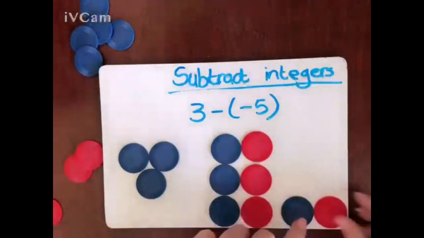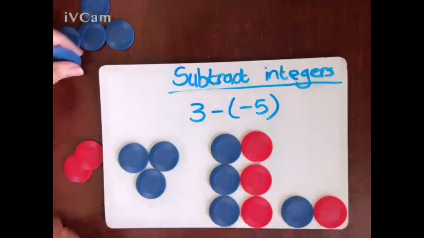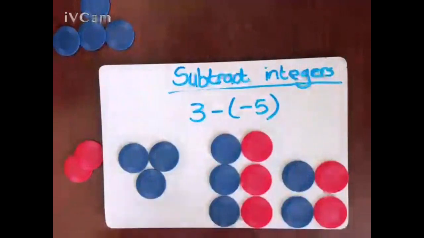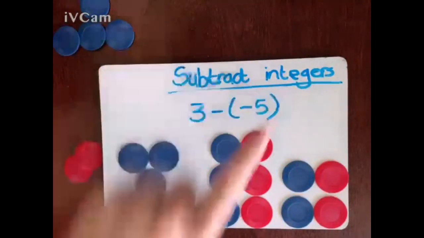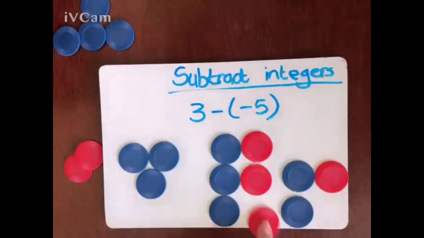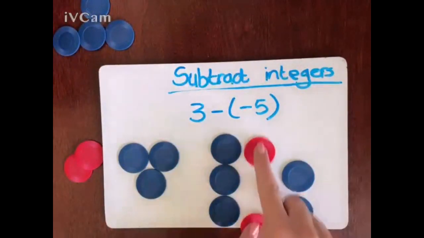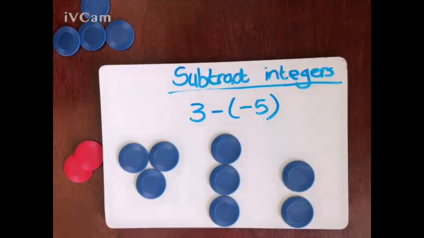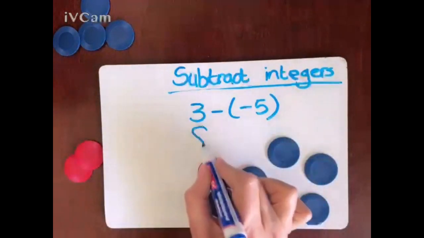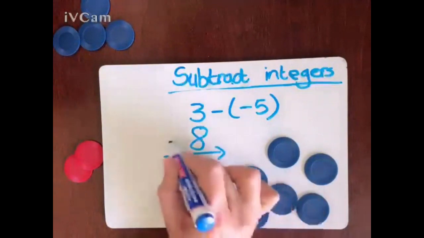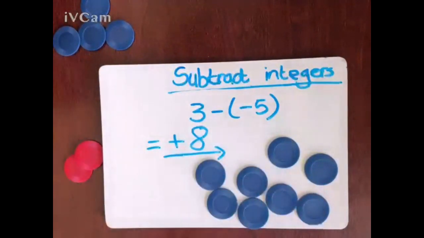Right, so I'm going to add 0 pairs until I'm able to take away 5 negative ones. All right, so 1, 2, 3, 4, 5. I can take that away. So what am I left with here? 1, 2, 3, 4, 5, 6, 7, 8. I'm left with 8 blue discs, and let them write the plus there if they want to. 8 blue discs.